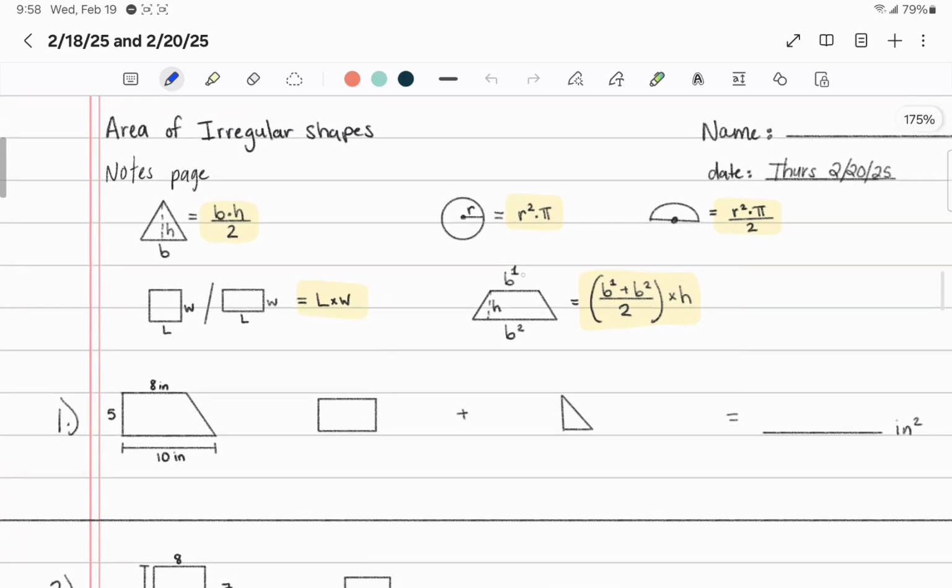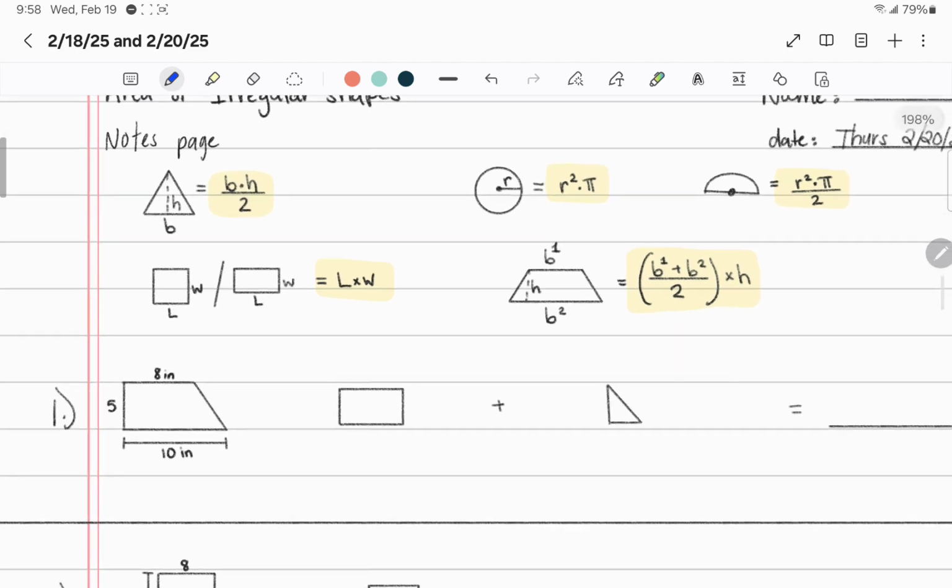So again, you have all your formulas up here, and so what I did was I broke it up into two pieces or three pieces depending on the shape to give you an idea. On your test, you will not have this. You will have to do it on your own.